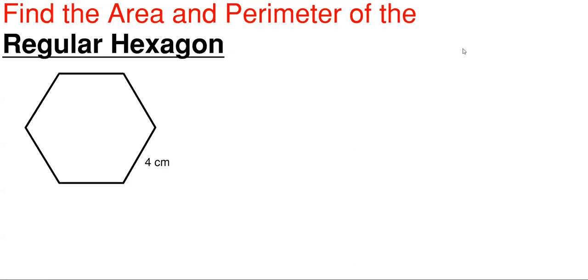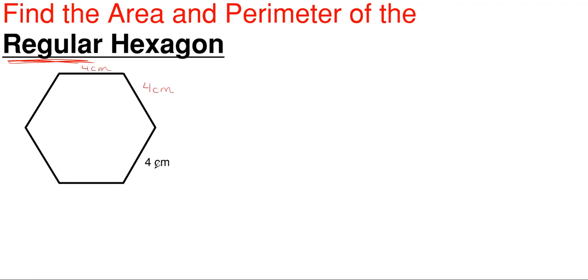So what we've got going on here is that we have to find the area and perimeter of a regular hexagon. So a little bit going on here. A hexagon is just a six-sided shape. A regular hexagon just means that all those sides are going to be exactly the same length. So anytime you see a shape and it says regular in front of it, usually that means that all the sides are going to be exactly the same length.